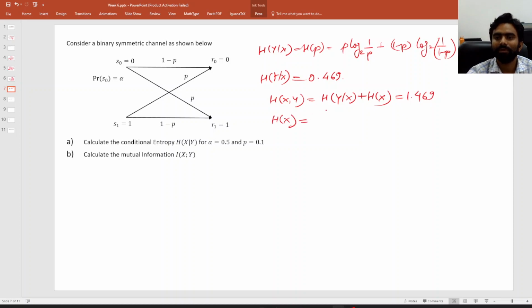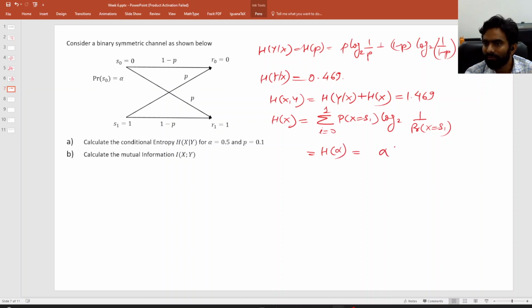H of X is nothing but sigma probability that X equal to si log 2 1 upon probability that X equal to si, where i equal to 0 and 1, s naught and s1. So probabilities are nothing but alpha and 1 minus alpha. So here also we can write H of alpha is nothing but alpha log 2 of 1 by alpha plus 1 minus alpha log 2 of 1 by 1 minus alpha, which is the probability of s1, because probability of s naught is alpha, so probability of s1 would be 1 minus alpha.